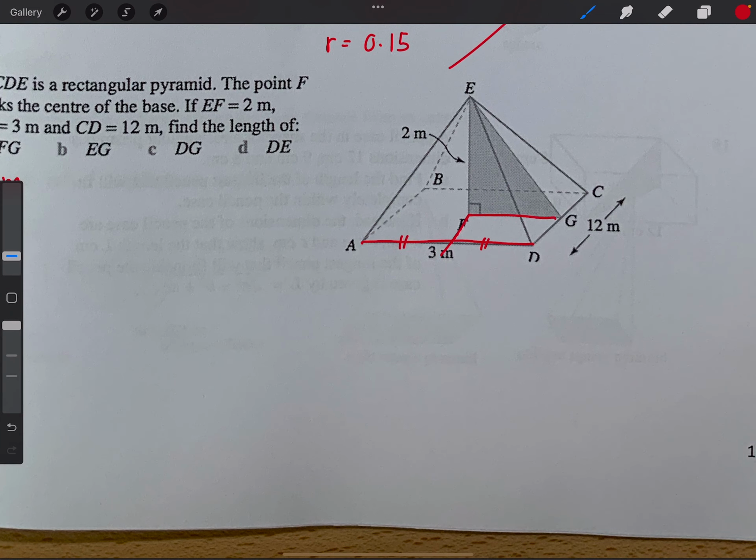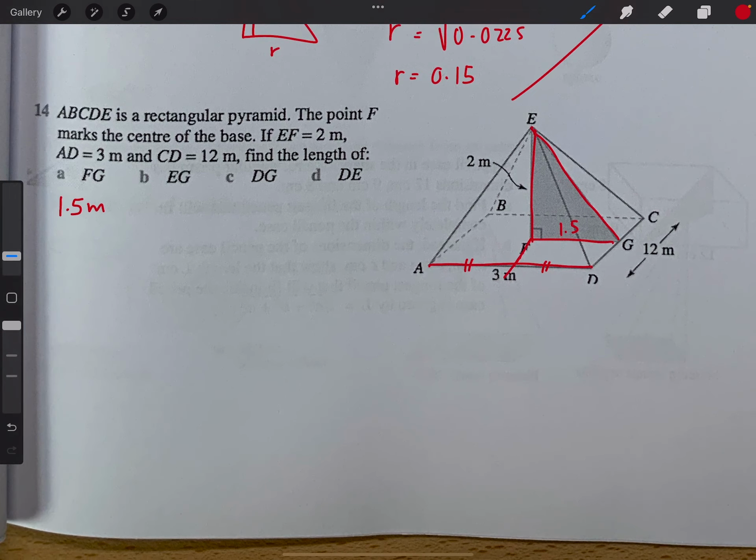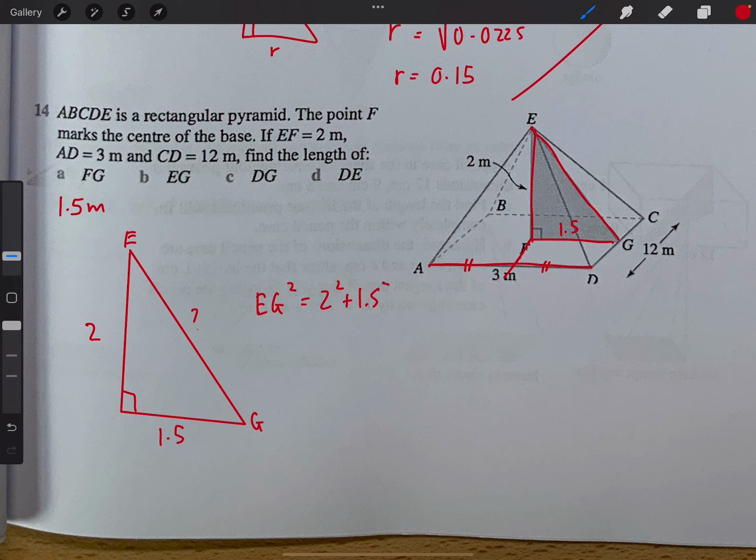EG is this length here. So we know this is 1.5. We know this is 2. So what's that one? Okay, so we imagine you have a right angle triangle here, where this is 1.5 meters and this is 2 meters. How do you find this length EG? So this is your EG. Well, we know that the length EG squared is equal to 2 squared plus 1.5 squared. EG is equal to the square root of whatever you get from there. You can use a calculator to get the answer for EG.